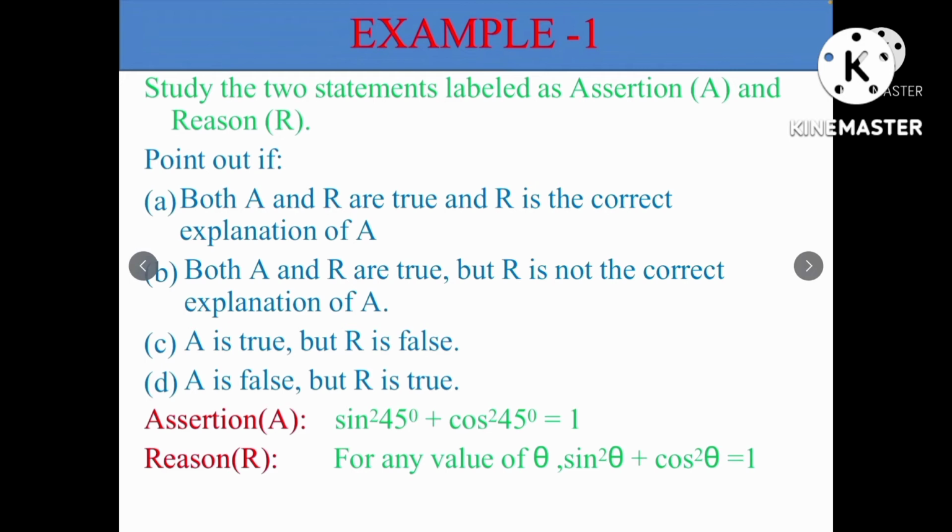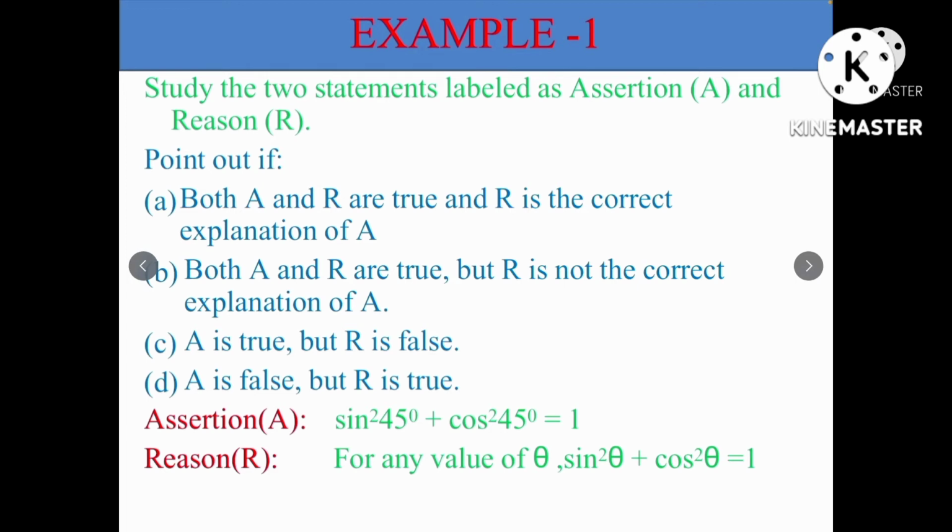Now let us examine it. So in the assertion it is given sin square 45 plus cos square 45 degree is 1. Sin 45 degree is 1 by root 2 we know, so sin square 45 is 1 by root 2 square, plus cos square 45; cos 45 is again 1 by root 2 we know. So 1 by root 2 square plus 1 by root 2 square, which is half plus half, is 1. Means the assertion is correct.